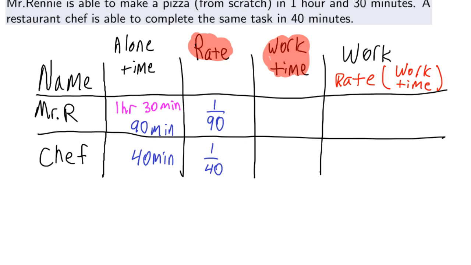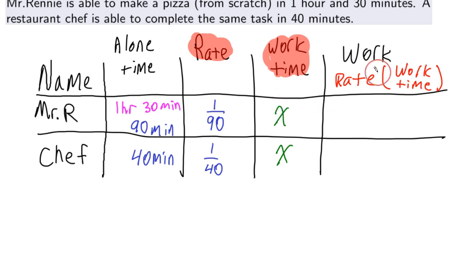So now the question is, how much time do they spend working? That's what we don't know. Because we don't know how much time it would take the two people working together, that's where we put the variable. The reason that X gets put in both of them is because Mr. Rennie and the chef are working together for the same amount of time. If one of them was working longer, you would have to put X in one of the work times and then put X plus something in the longer person's time. So that's something to keep in mind for later on, but for this problem, we're just going to use X.